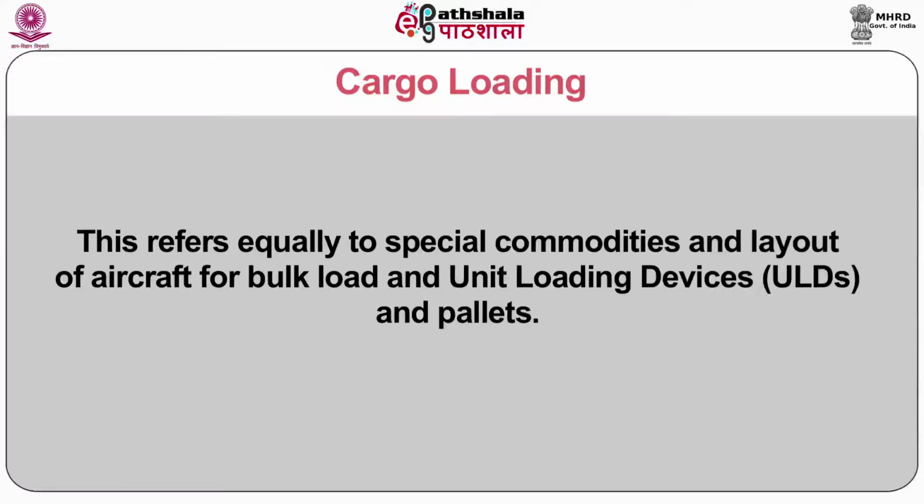This refers equally to special commodities and layout of aircraft for bulk load and unit loading devices, that is ULDs and pallets. The carriage of passenger baggage, crew baggage, mail, service freight and cargo and company cargo, as well as special commodities, may demand commodity separation. Example: live animals, human remains, perishable commodities or chemicals, etc.